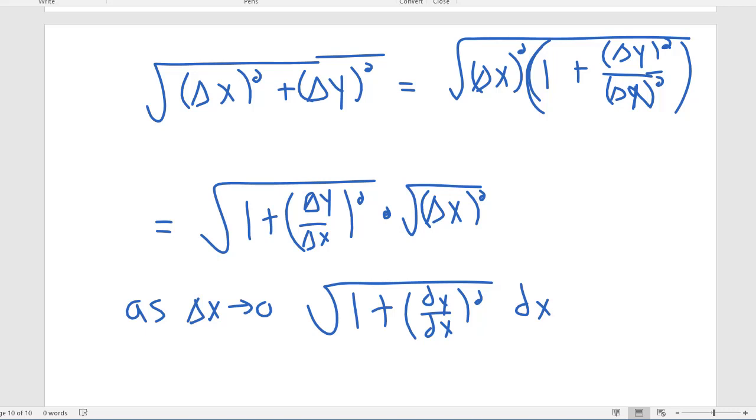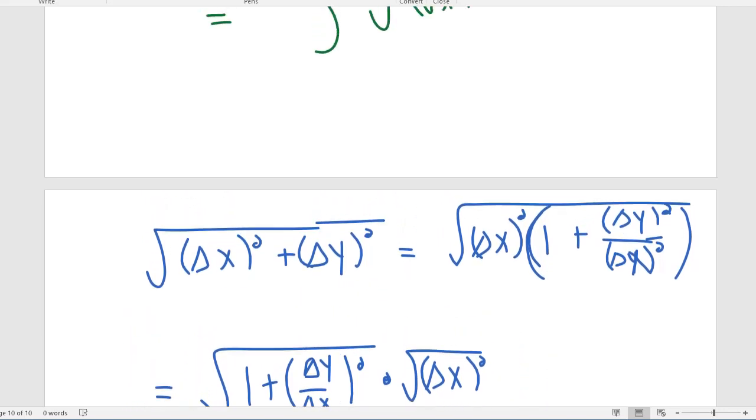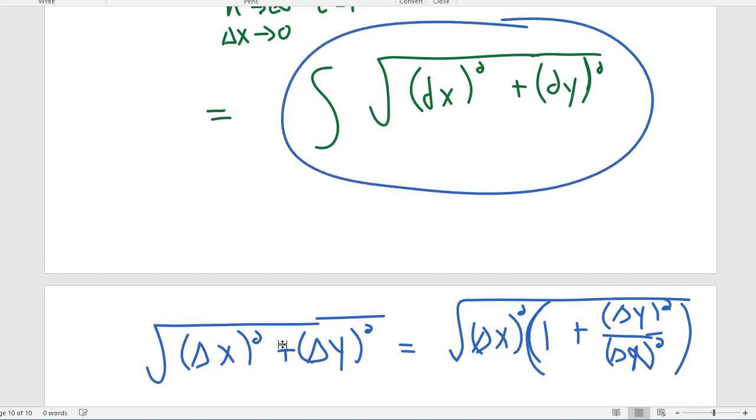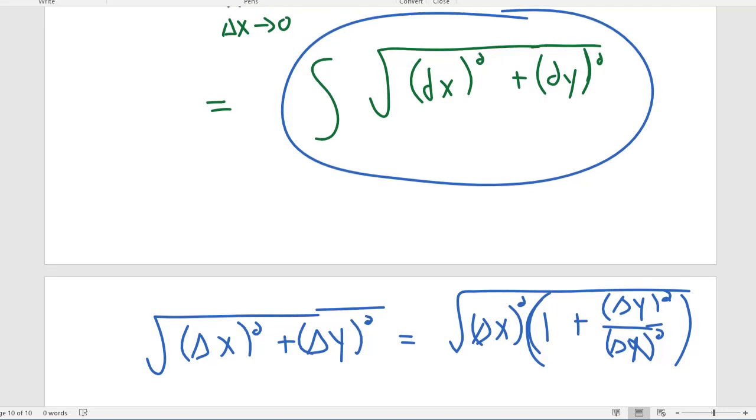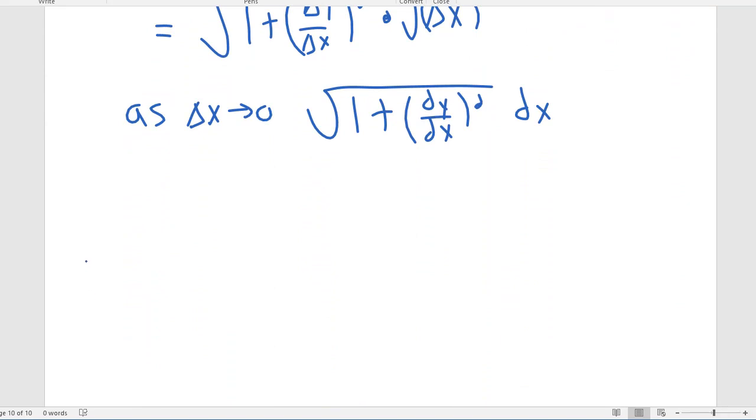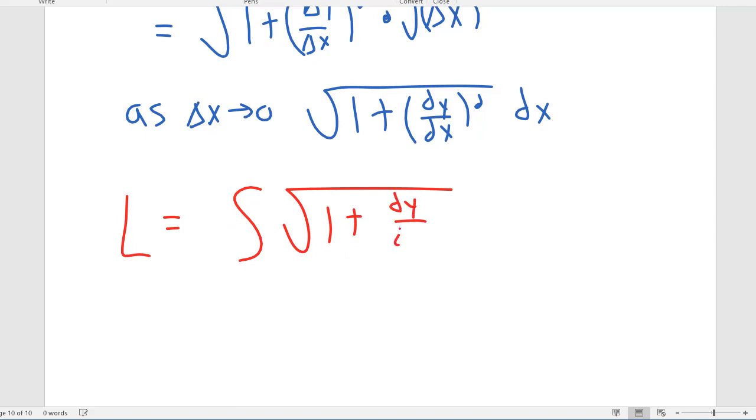So I'm going to scroll back up for just a second. So this expression that we have right here in green, this expression is really what we're going to write from what we got down there. So we're going to have the integral of 1 plus dy dx squared. Right? So the length becomes, let me go back to a different color here. So the length is the integral of the square root of 1 plus the derivative of the function squared dx.